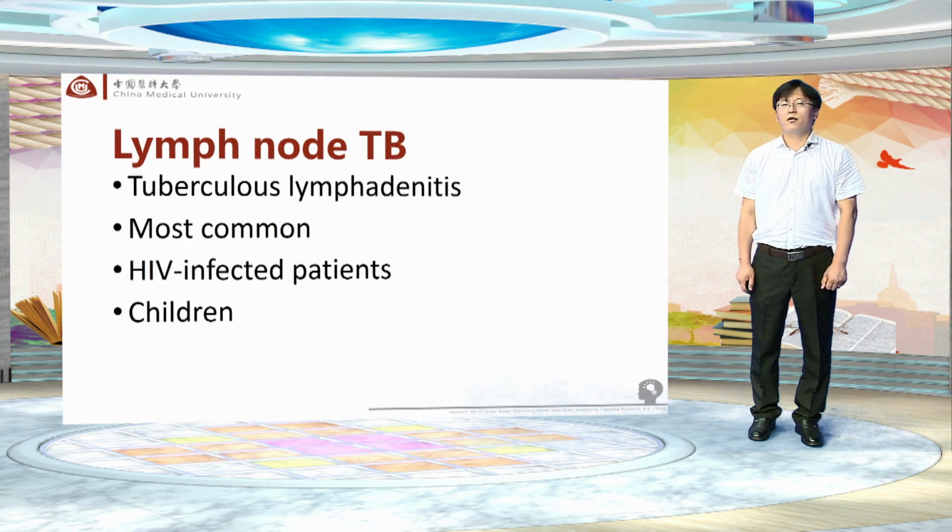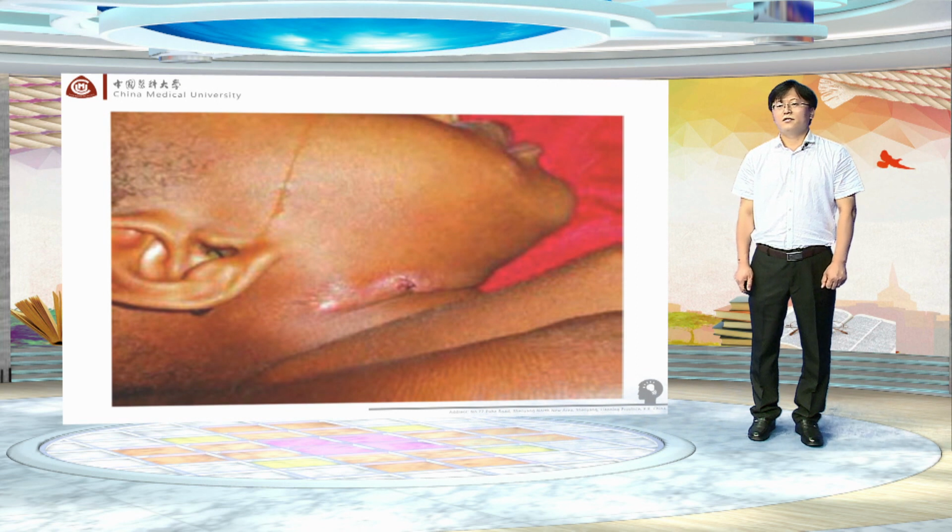Lymph node tuberculosis is also called tuberculosis lymphadenitis. It is the most common extrapulmonary tuberculosis, and is very common in HIV-infected patients and children. This is a picture of lymph node tuberculosis in this child's neck. You can see the lymph node tuberculosis actually ruptured to the skin and formed a fistula.